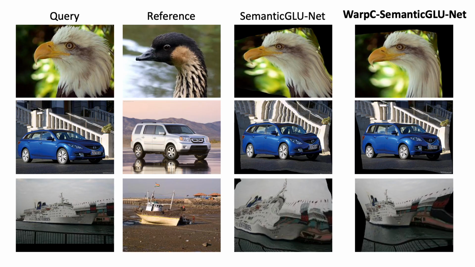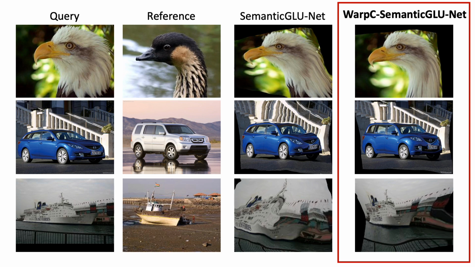So these are a couple of examples of baseline and Warp-C Semantic-GLU-Net applied to PF-Pascal. Here we see that Warp-C Semantic-GLU-Net successfully adapts to intra-class shape variations and appearance variations where the baseline completely fails.